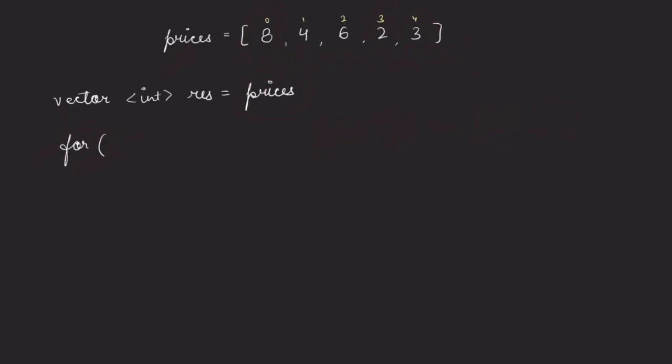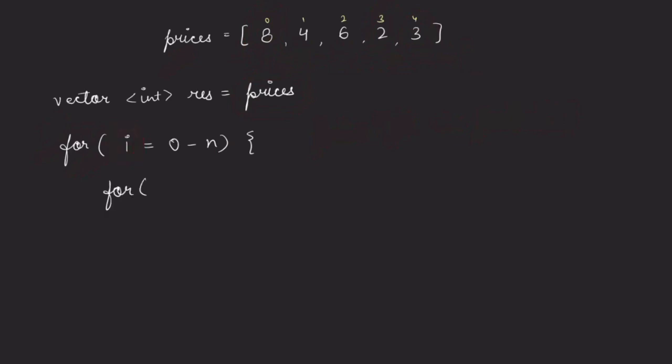So we will run a for loop of i starting from 0 till n. First it will be fixed at index 0, then at 1, then at 2, and so on. And then inside this, we will try to find out the discounted price for the item at index i.